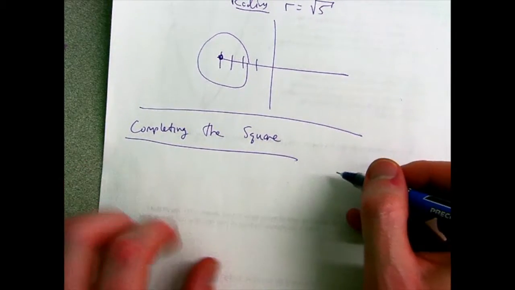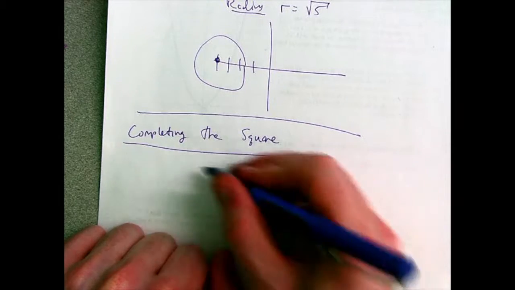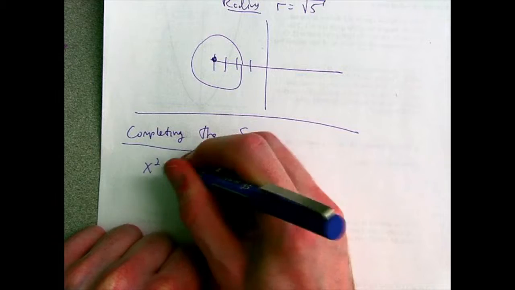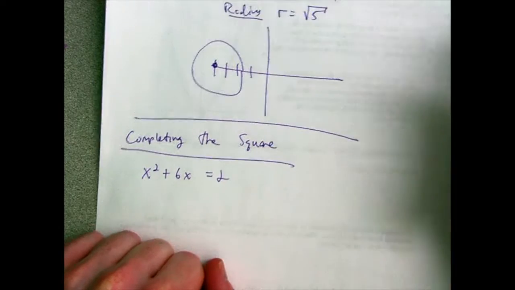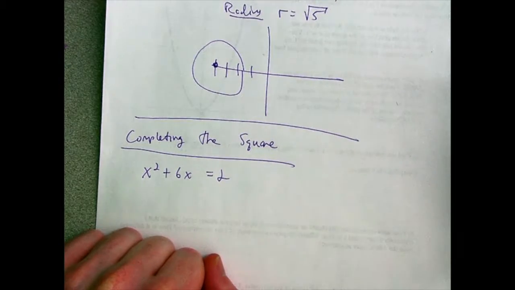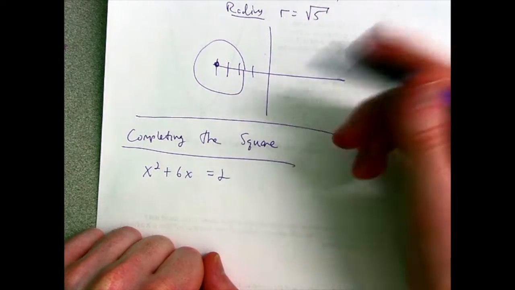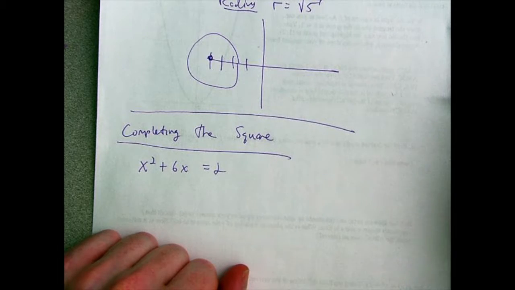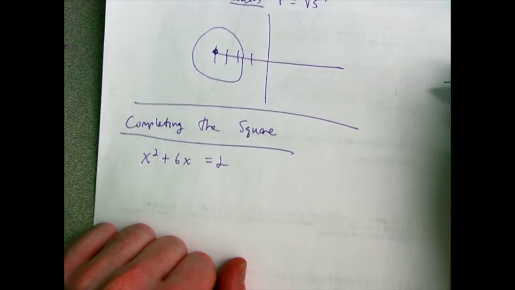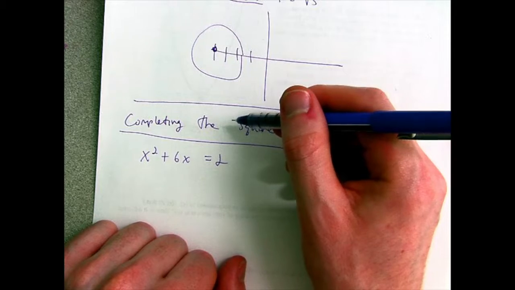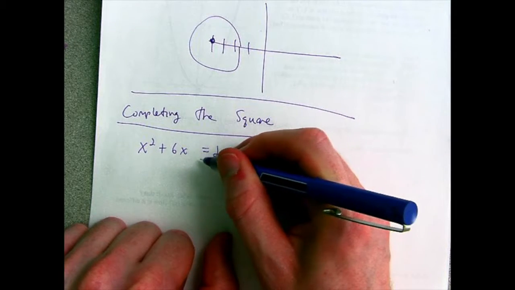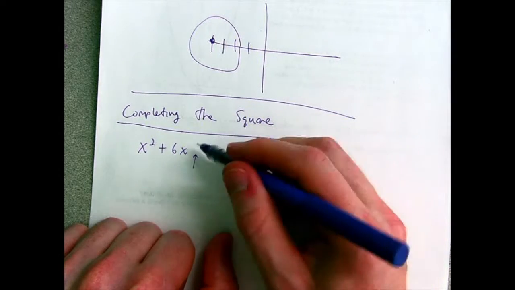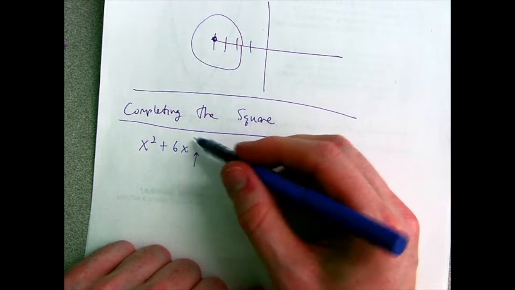Okay, so now I want to talk about completing the square. Completing the square is a procedure for solving quadratic equations that you should have learned last year. I'm just going to try and refresh your memory by solving a quadratic equation by completing the square. So let's consider the following equation, x squared plus 6x equals 2. So that's a quadratic equation.